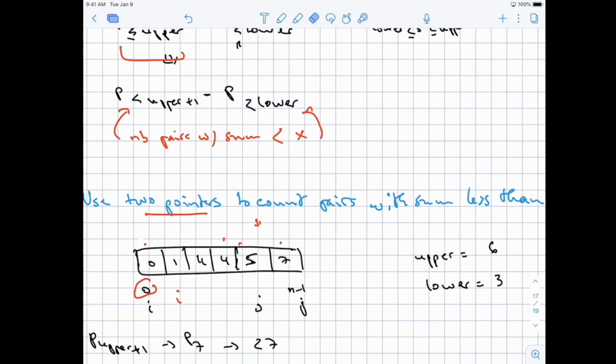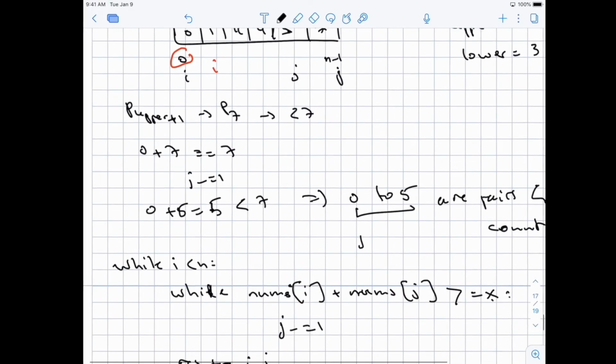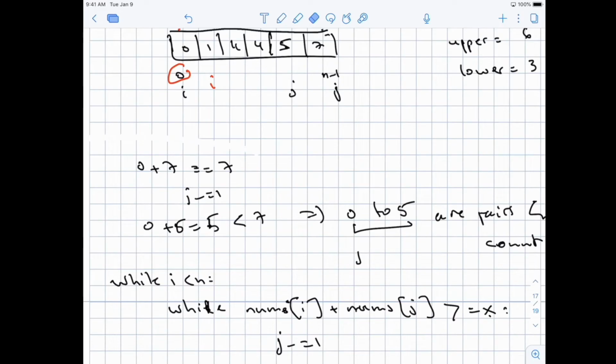So let me just clarify again. If we fix i and j here, and we want to just find the j's that pair with this 0 so that the sum is smaller than x. So we start out here, we find that 0 plus 7 is not smaller than x, then we move j here, and if we find that this is smaller than x, that means all the range here can be paired with this value to give us a pair that has the sum smaller than x, right? And so what this would translate to roughly is, let me just clear this up so that this is a little bit more.